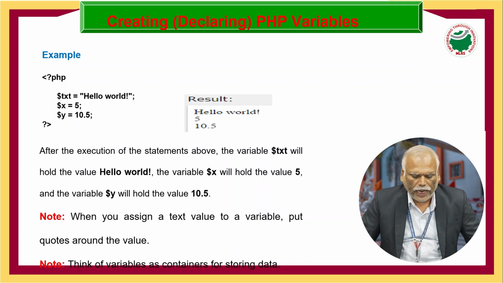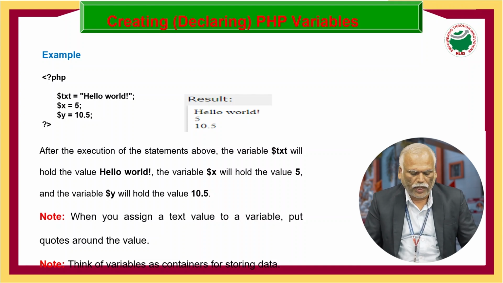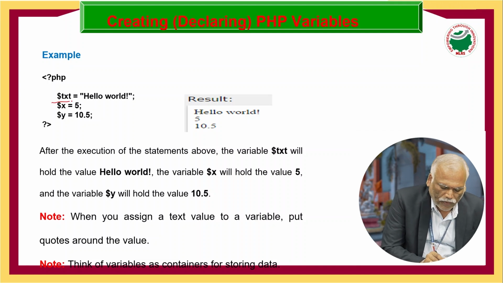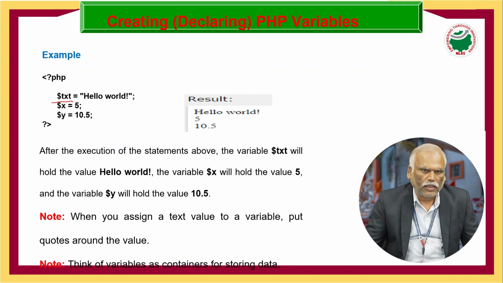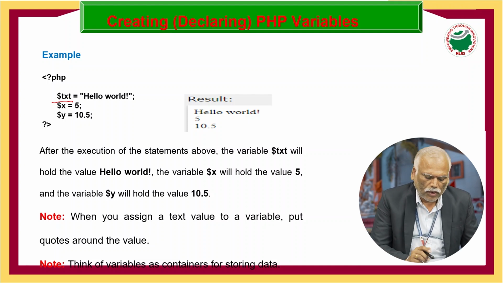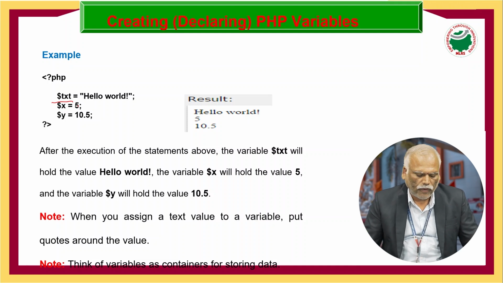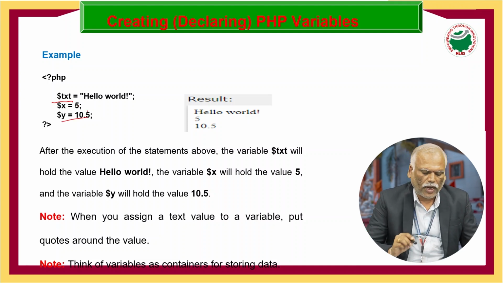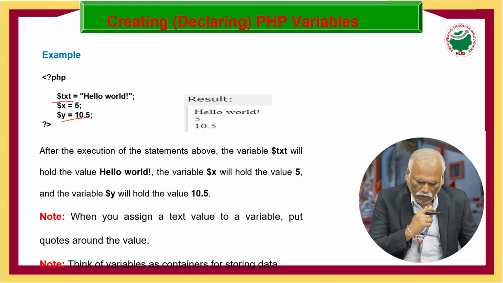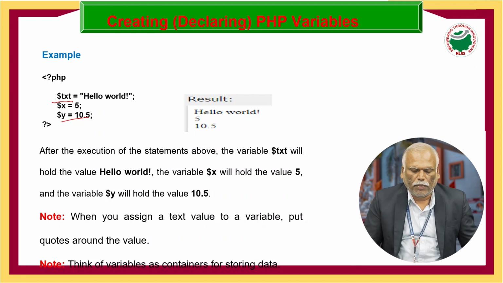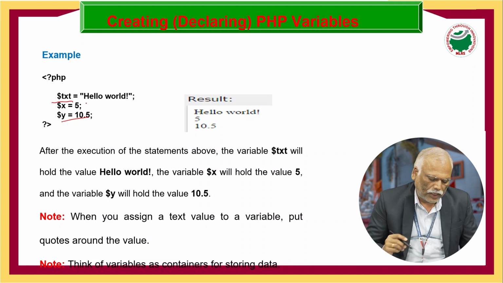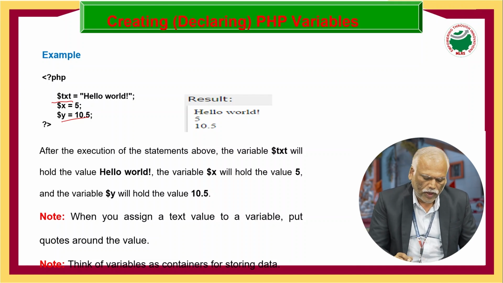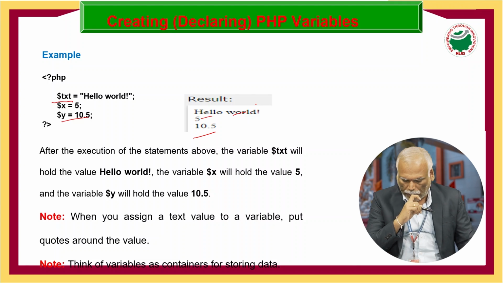Next is creating and declaring PHP variables. How to declare? For example here, $txt is a variable which is assigned the value "Hello world!". $x is equal to the value 5, and $y is equal to 10.5. As we are seeing here, there is no type specified for the variable, as PHP is a loosely typed language. After the execution of these three statements in PHP, we get the result which stores one string value, an integer value, and a float value. These are all displayed in the output.